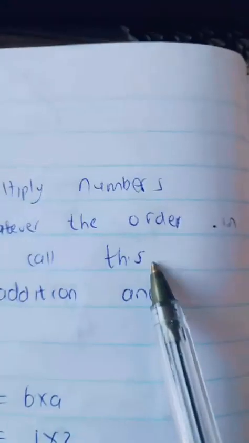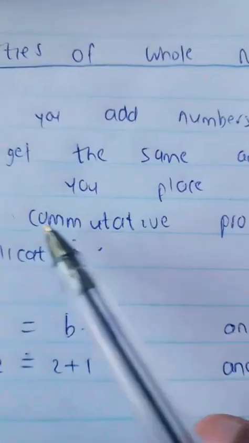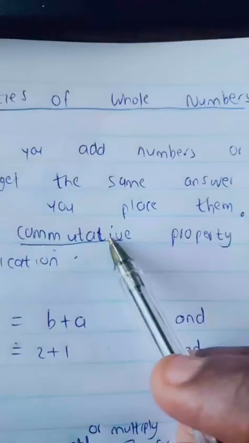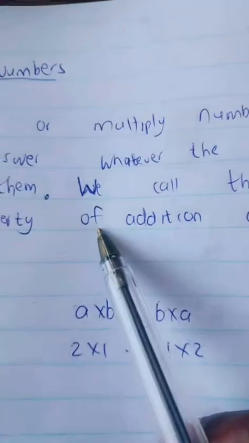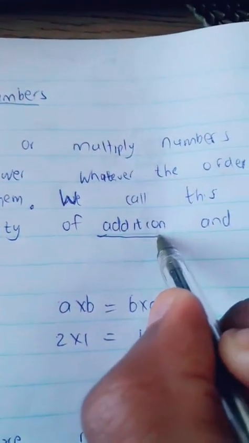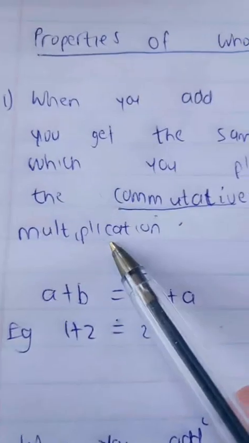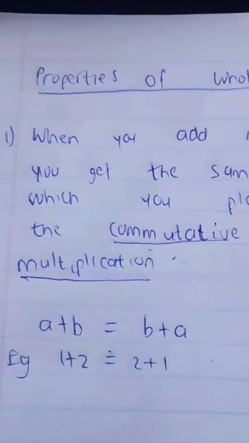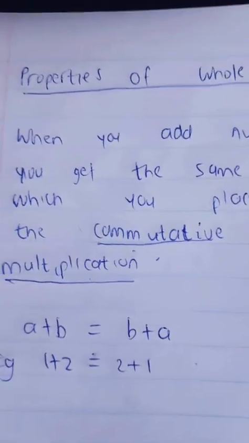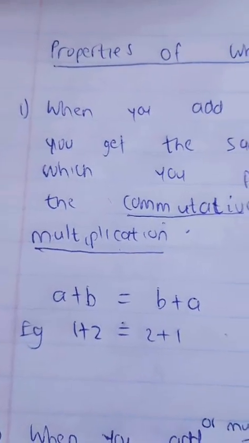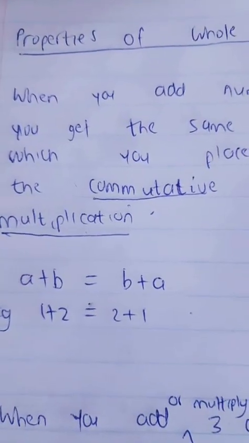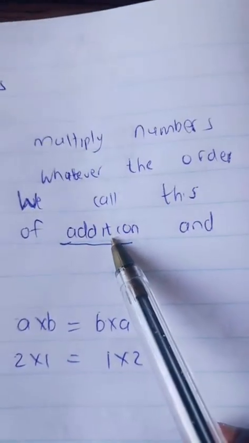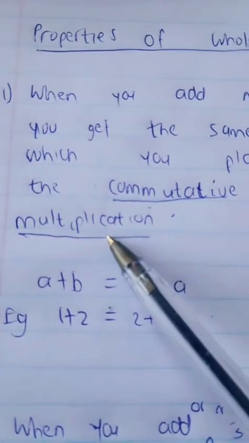We call this the commutative, and this is an operative word, commutative property of addition and multiplication. So what is this saying? It's saying whatever order in which you place numbers when you are adding and multiplying, the answer you will get will be the same. This property is called the commutative property of addition and multiplication.